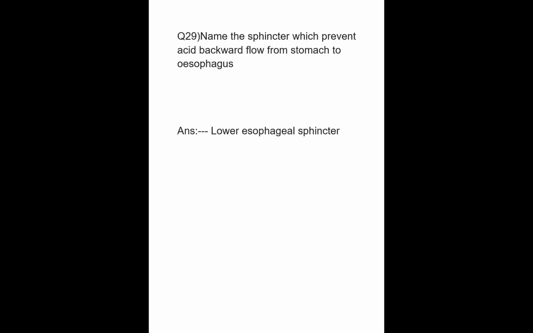So let us go to the next question. Name the sphincter which prevents acid backward flow from the stomach to the esophagus. The correct answer is the lower esophageal sphincter, which prevents acid outflow to the esophagus from the stomach.